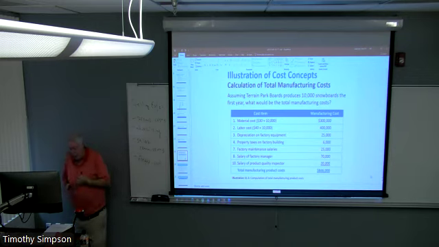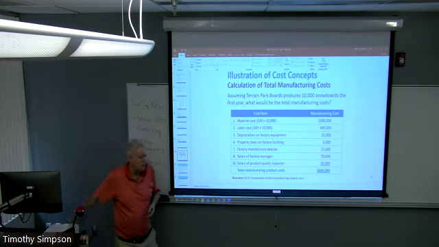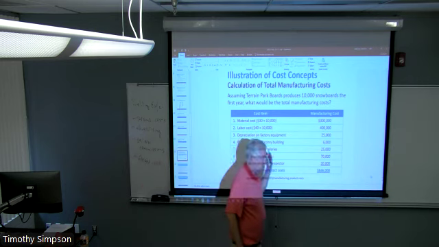And this idea of figuring out what does it cost to make a single good is really one of the most important functions that can be done really everywhere in managerial accounting. What does it cost us to do something? To make a toaster, to make whatever.